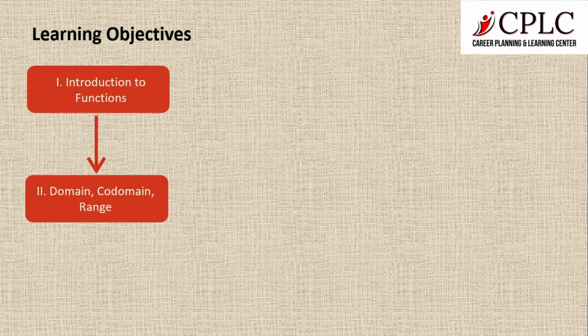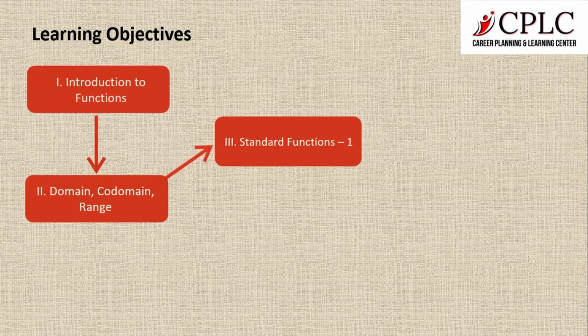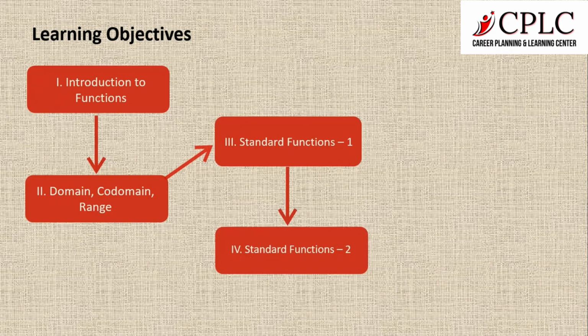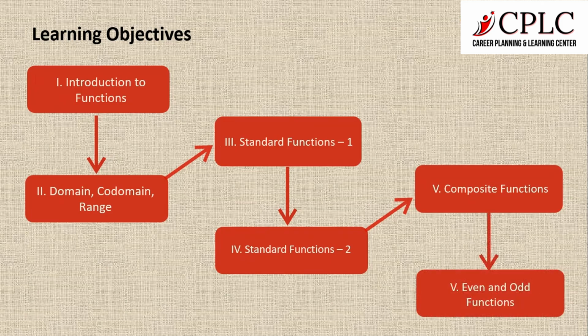Then there comes a few definition part, three definitions of domain, codomain and range. The third part is various types of standard functions, part one, part two. The next one is composite function, which is again very important because usually questions that you will see are from composite functions. And at the end, these are again standard functions as well, which are the last part, which is even and odd functions. So pretty long topic.